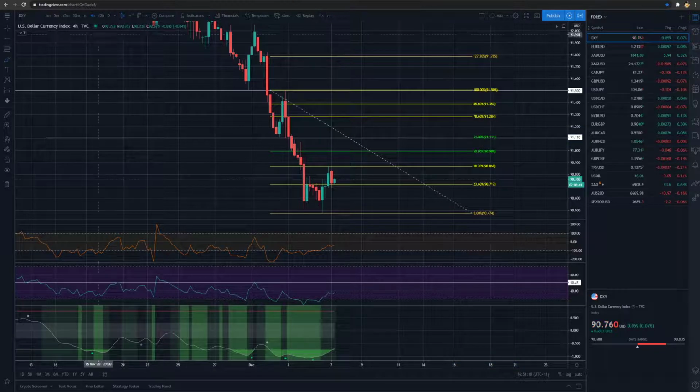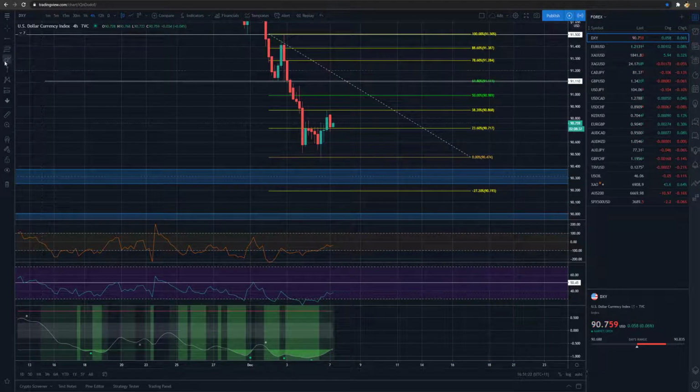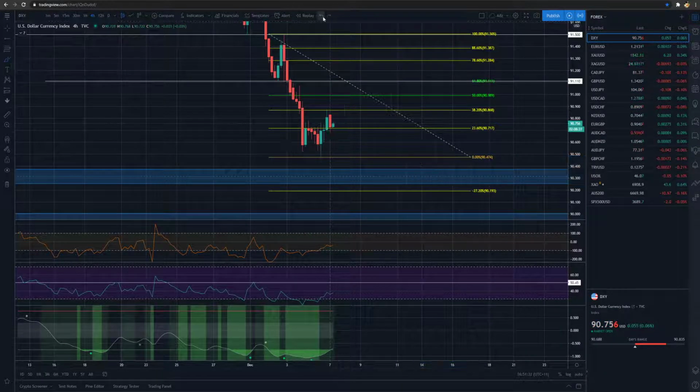If we do decide not to break through that 38.2 and close above, then our most relevant level of demand is not far away at the 90.4 mark. So it's going to be one to look out for over the next couple of days, and of course we'll probably be looking towards Tuesday and Wednesday night for that to happen.